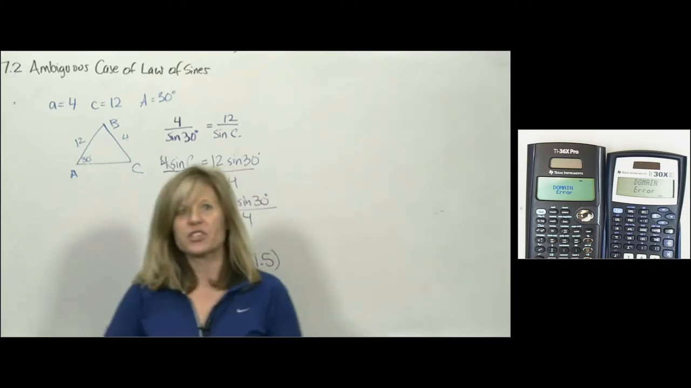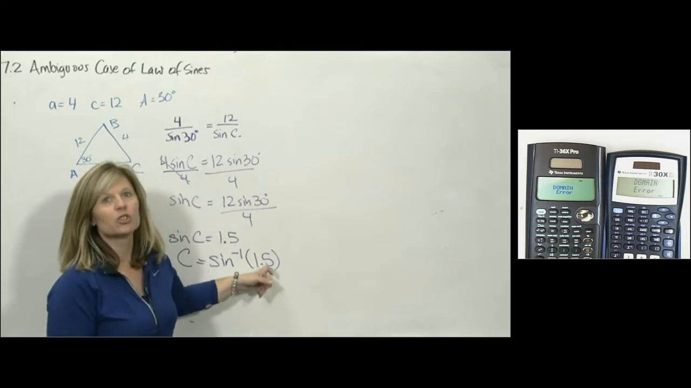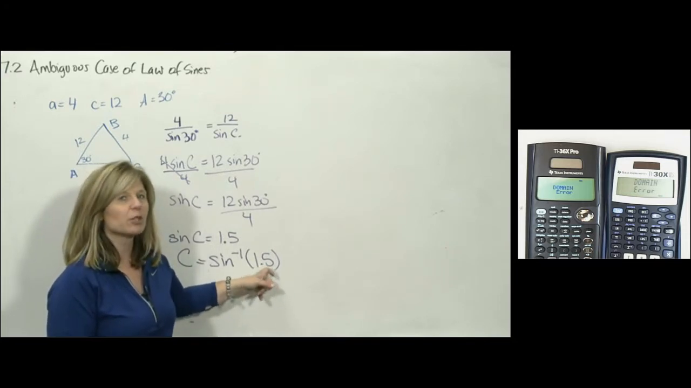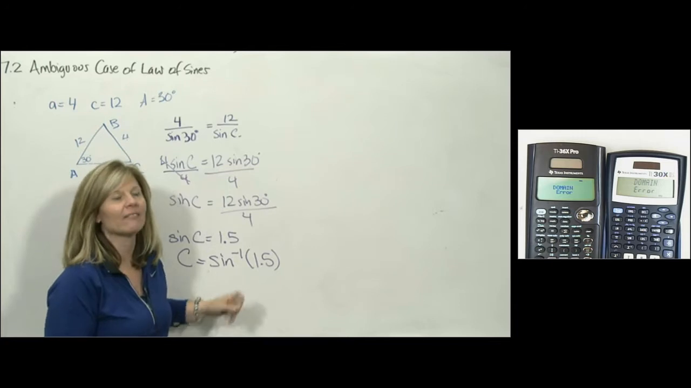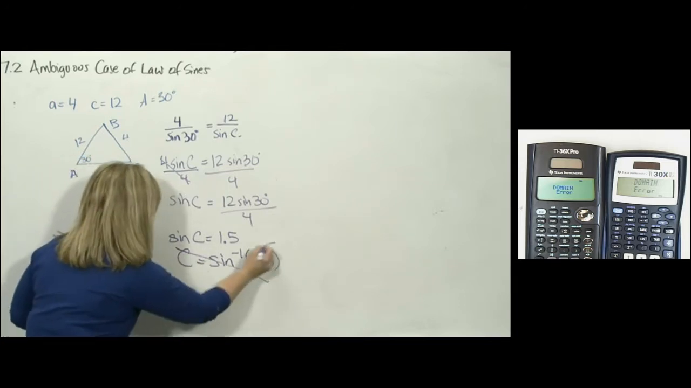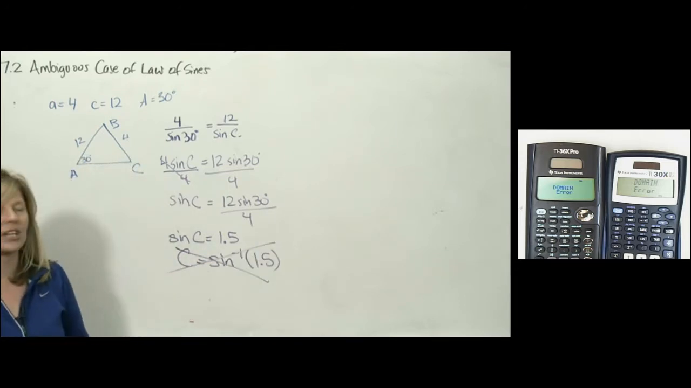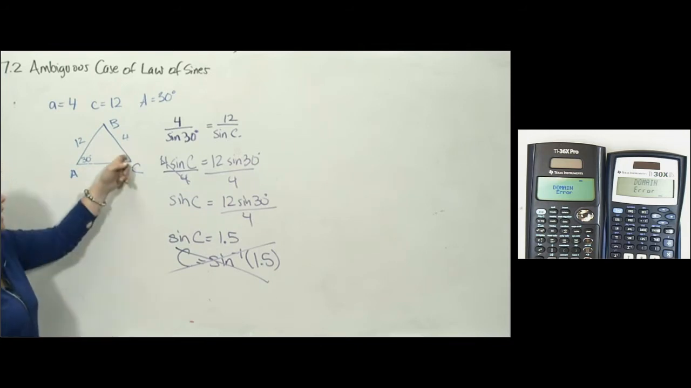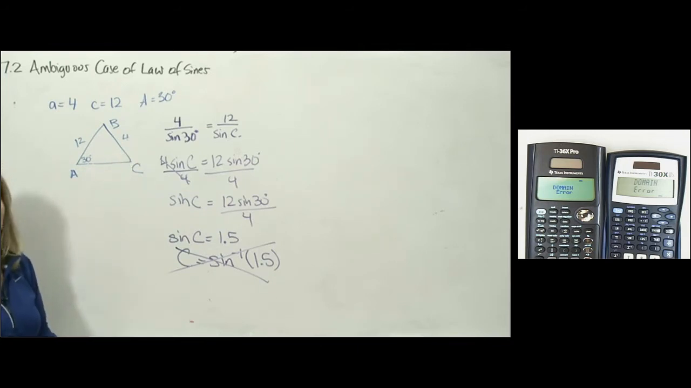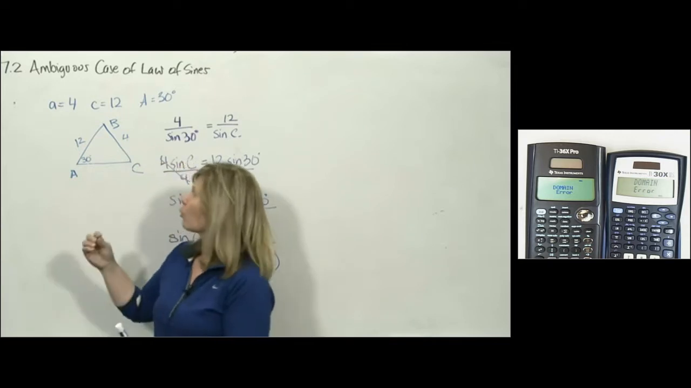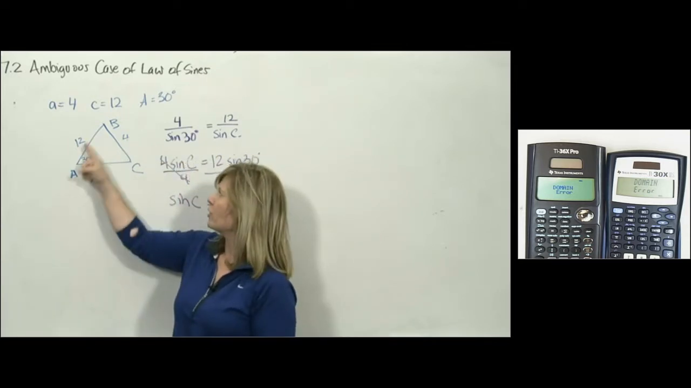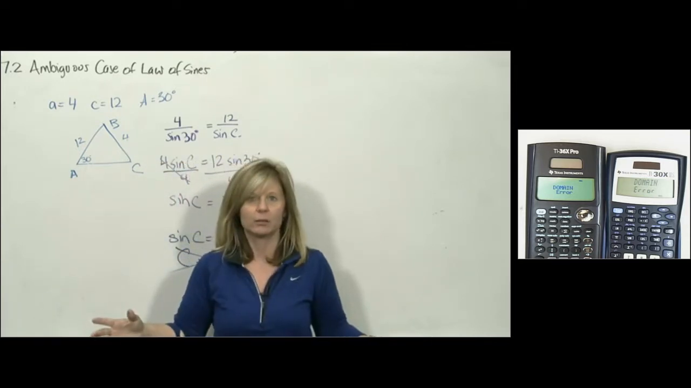That error message means this decimal is too big. And if this decimal is too big, we can't get an angle out of it. This is not solvable. We cannot get angle C. Well, sweeties, if we can't get angle C, what that's telling us is if we took our rulers and protractors and tried to draw this triangle, it would never make a triangle.